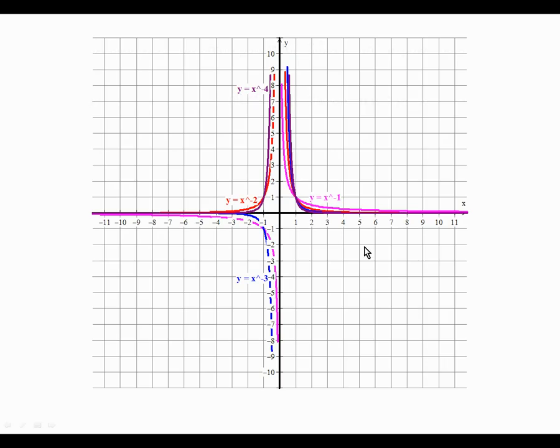So, again, the pink one is when k is negative 1. There's one piece here, and there's another piece over here. It really doesn't break apart. The software did this to show the values on the scales. Okay, so notice it's decreasing over here.